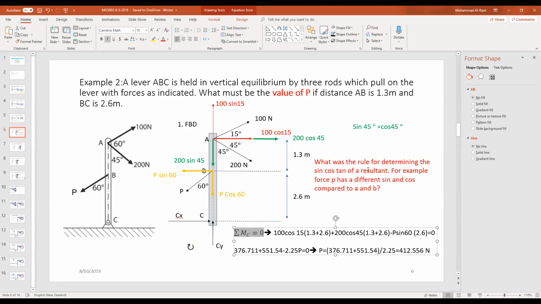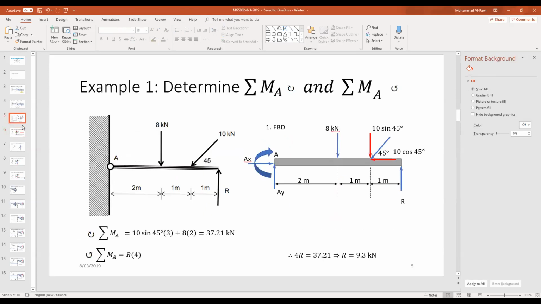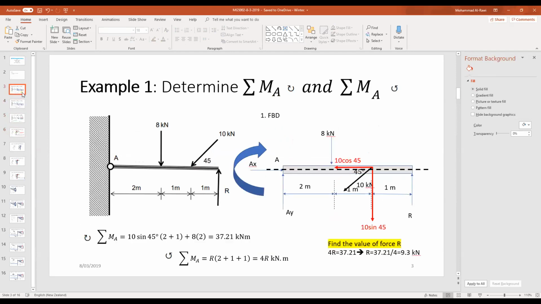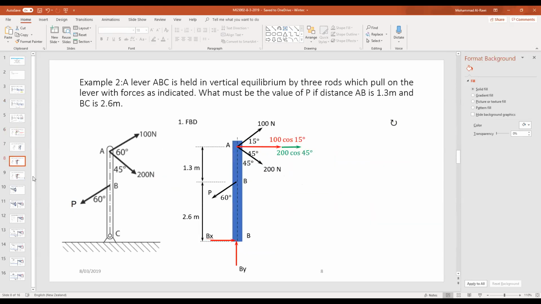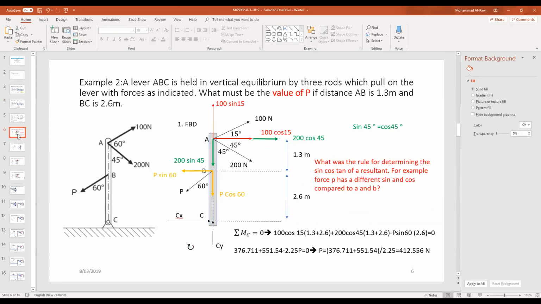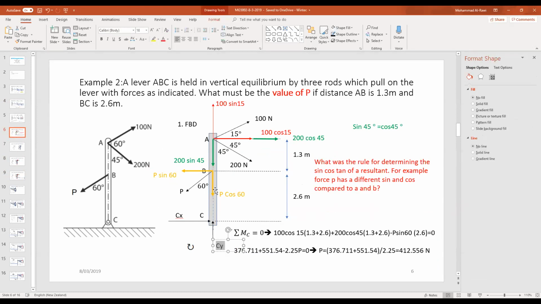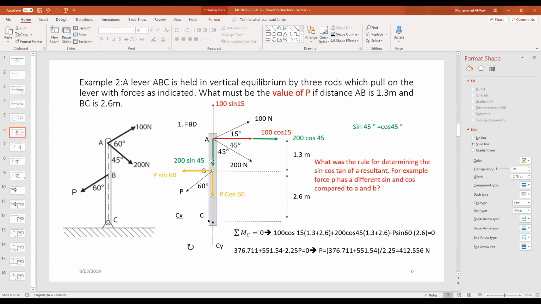But now I will ask you guys a similar question to the one we had last time. Where was that question? I think I had it here. Yeah, here. Cy value is equal to what? Cy is opposite to what? P cosine 60, opposite to 200 sine 45 degrees. So there is a kind of equilibrium. The Cy is giving support against two forces: P cosine 60, which is 412.556 cosine 60, plus the 200 sine 45.